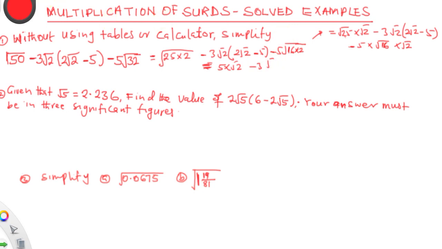Sorry, let me write it well. 3 root 2, and then bracket 2 root 2 minus 5. And then minus 5 times square root of 16, which is 4, and then times root 2. Okay, fine, let's just continue. This one is the same as 5 root 2. And then you have minus that, which we can now expand.